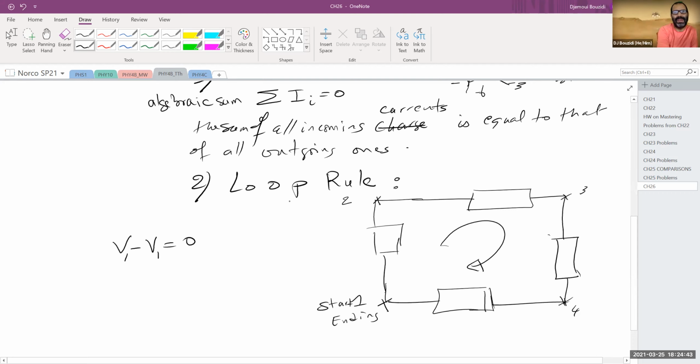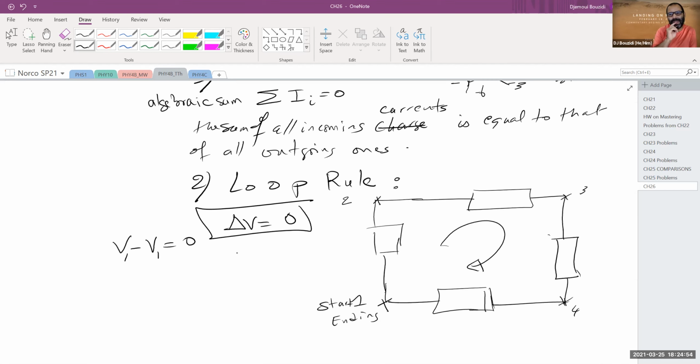This one is saying that delta V is 0, if your starting point is your ending point. This has actually a lot deeper meaning than that, and I will tell you what that is.